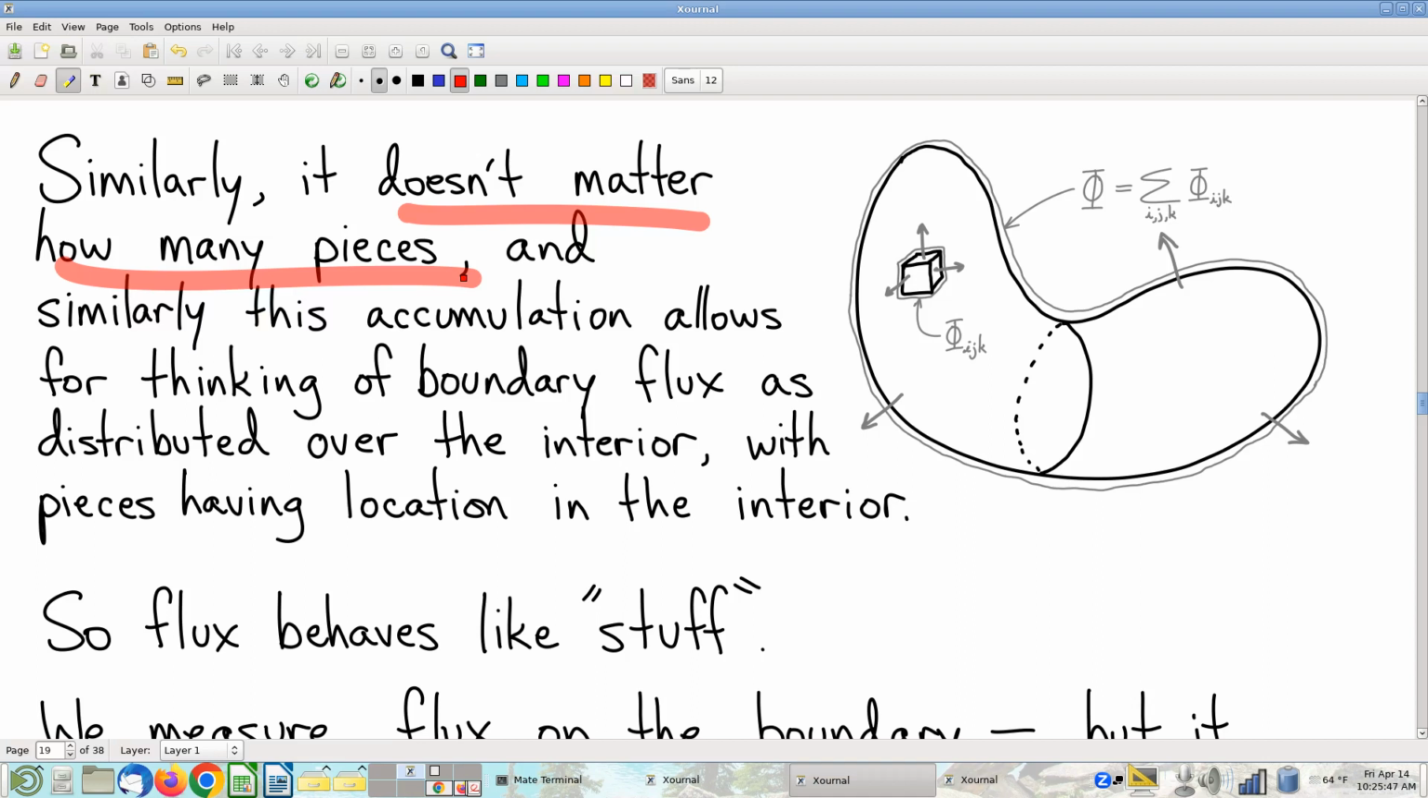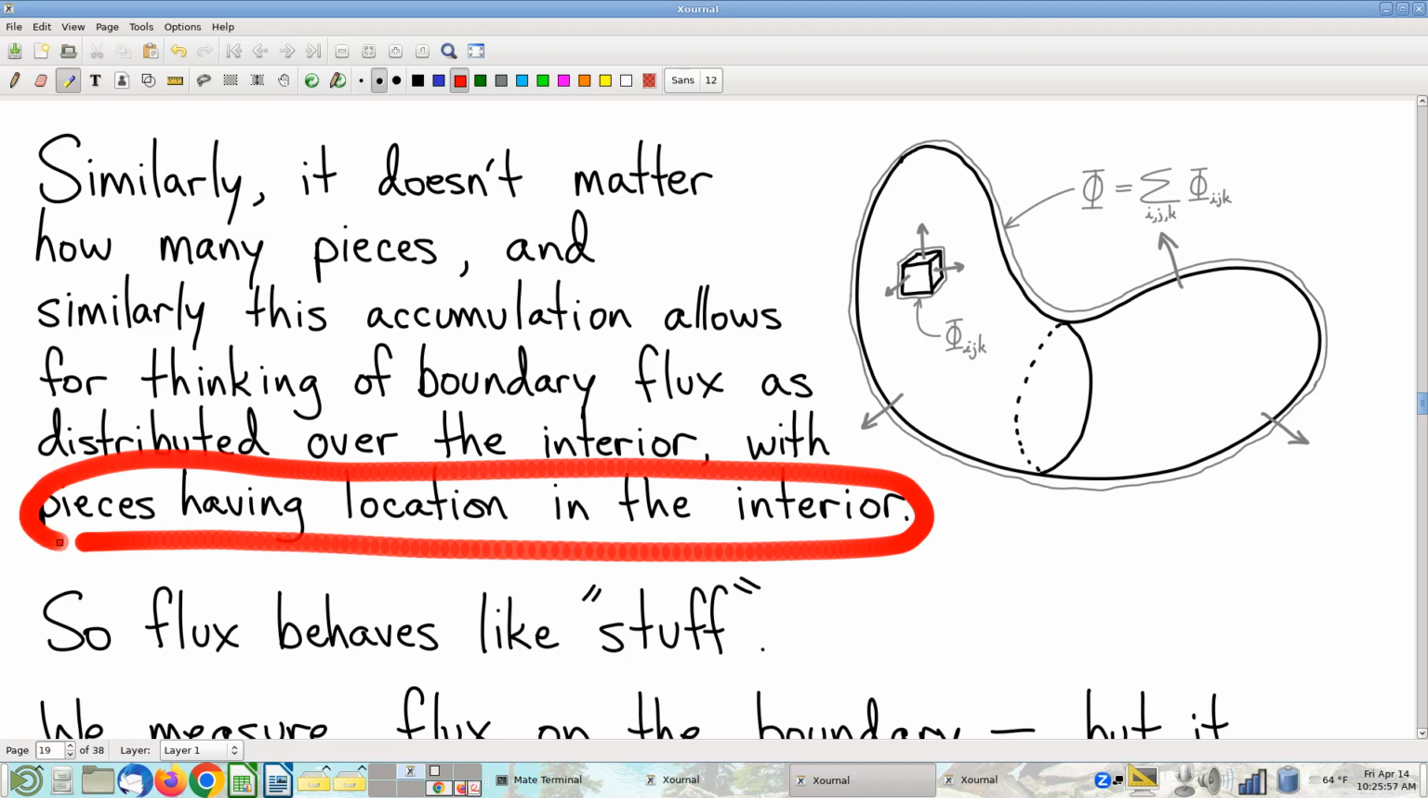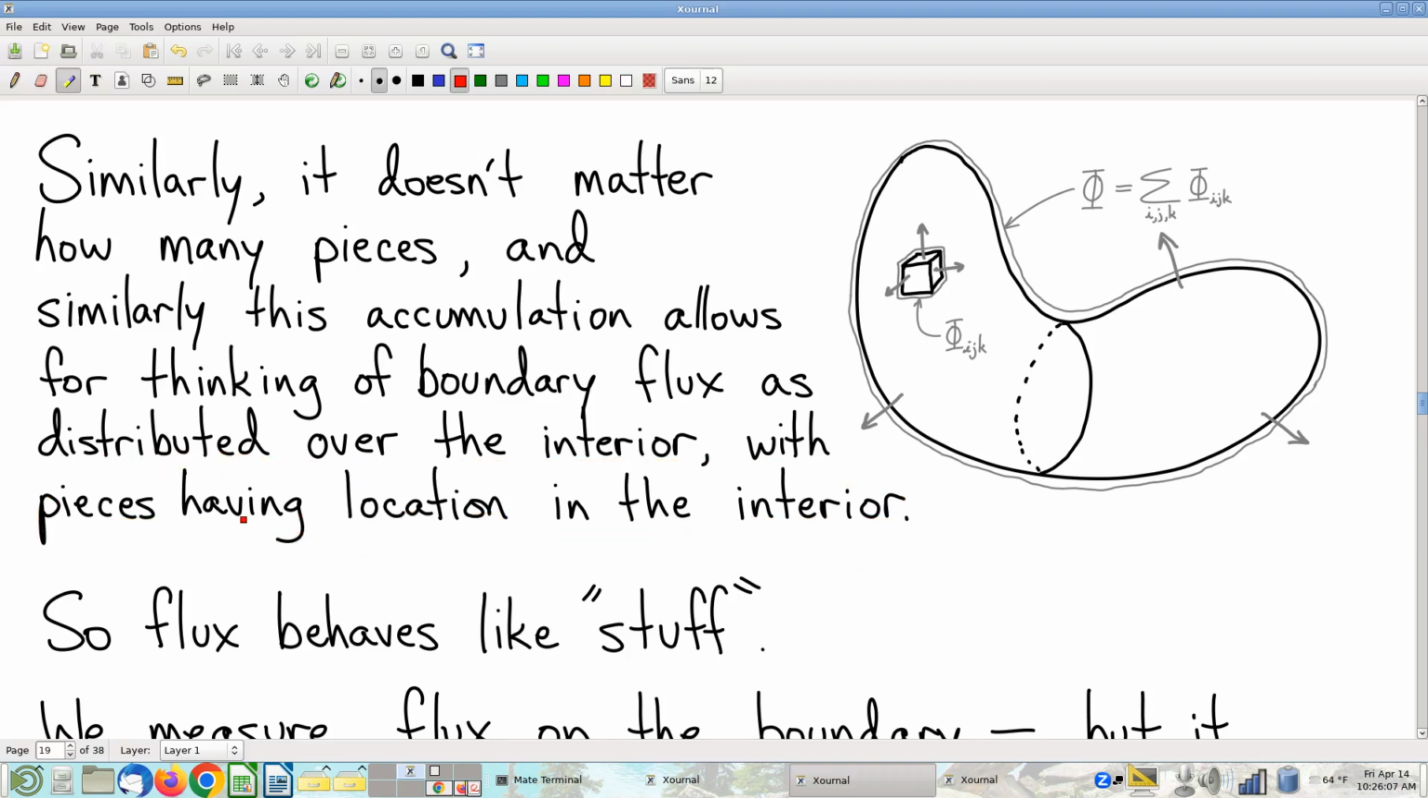And the next thing I'm going to ask you to be intuitively comfortable with is that means you can think of our accumulating quantity in question as being made up of pieces that have location in the interior, which is weird because if I talk about the outward-oriented boundary flux on the whole, I compute it on the boundary. I think of it as being on the boundary. This is a red herring. This is cosmetics, right?